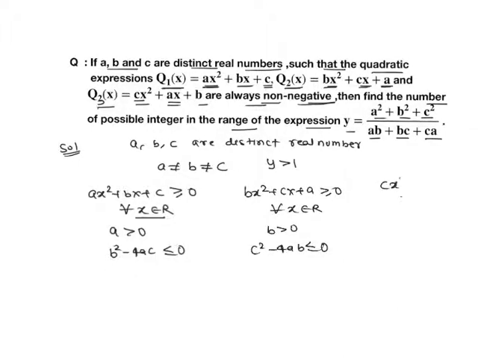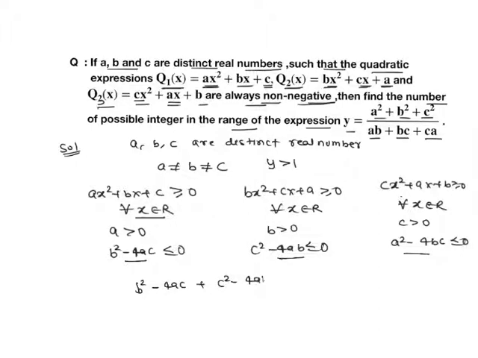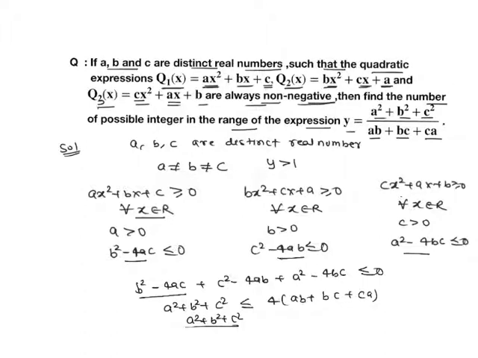Same way we can say cx square plus ax plus b must be greater than or equal to 0 for all x belonging to R. So for this we can say c must be greater than 0 and a square minus 4bc should be less than or equal to 0. Now if we add these three, we can say b square minus 4ac plus c square minus 4ab plus a square minus 4bc should be less than or equal to 0. If we simplify, a square plus b square plus c square should be less than or equal to 4 times (ab plus bc plus ca). So a square plus b square plus c square divided by ab plus bc plus ca should be less than or equal to 4.